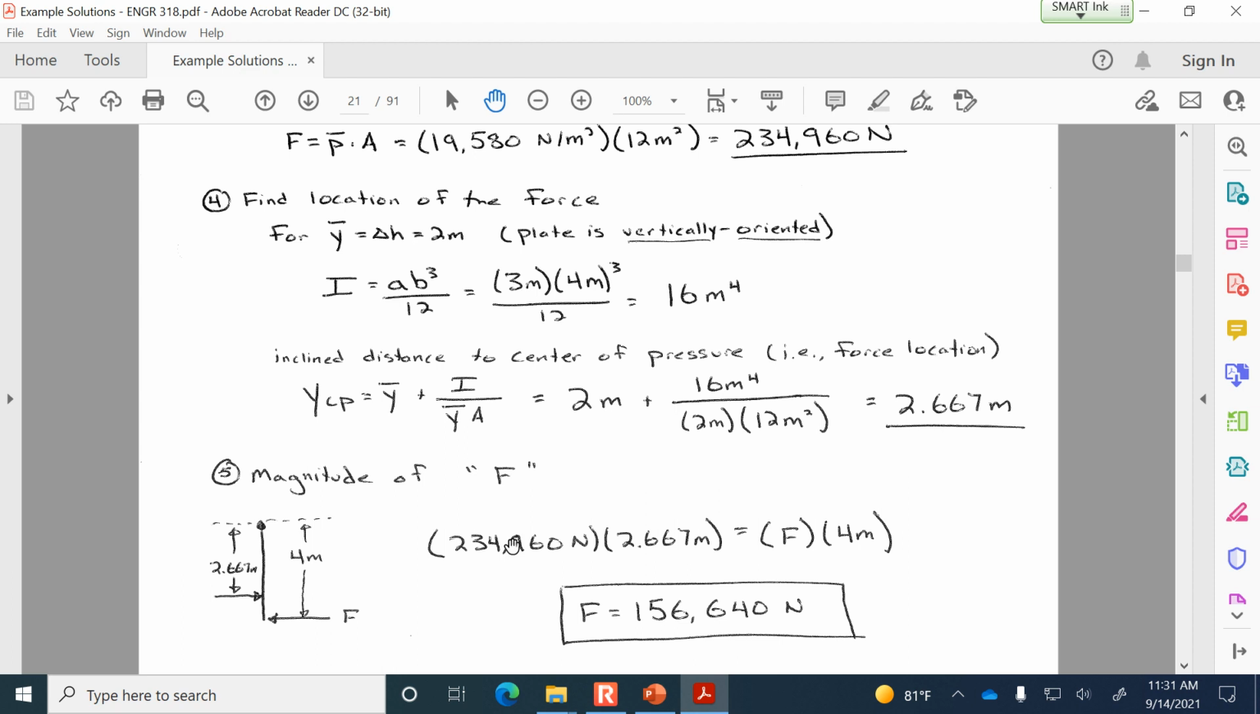So we multiply the force times the distance for the counterclockwise rotation. And here on the right-hand side of the equation is the force that's resisting that times the distance of 4 meters. And you can see that when we do the calculation that F, the force required to hold it steady, is 156 kilonewtons.